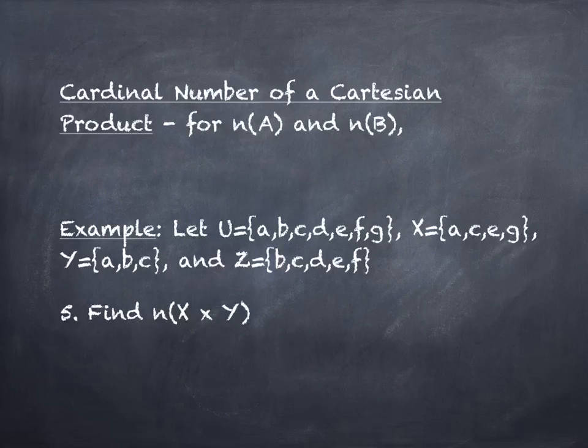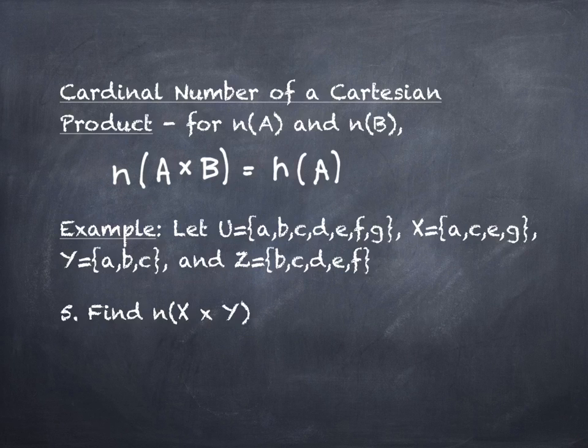Yeah. So taking a look at this idea, if n of A is the number of items in set A, and n of B is the number of items in set B, then if you're only wanting to find the number of items in their Cartesian product, you can actually take the number of items in A and multiply that by the number of items in B. That doesn't find you the set, right? It just finds you how many items would be in the set if you were to find it.